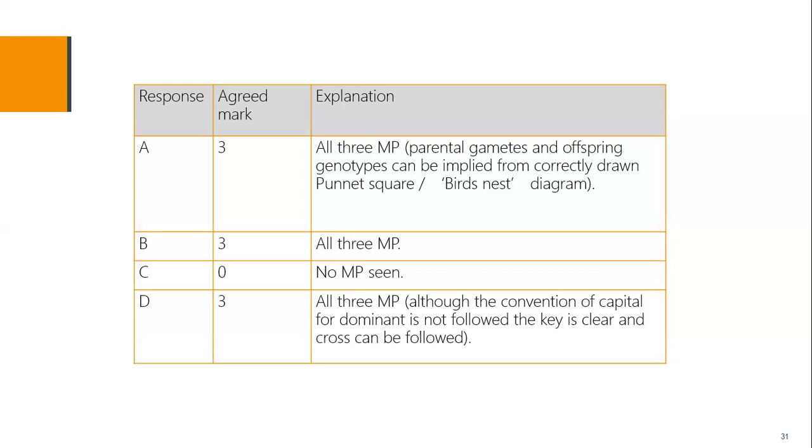They went off on the wrong tack, so they didn't get any marks at all for C. The final one, 3 marks again can be awarded. This type of diagram is just as acceptable as a Punnett square. They give a key, so they make it clear, although they've not quite followed the normal convention. The key makes it quite clear, and they label genotypes, they label phenotypes, so they can have 3 marks.